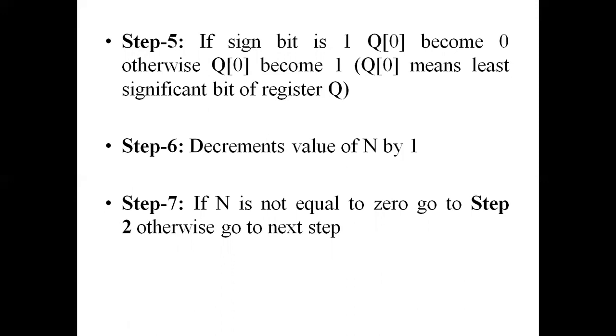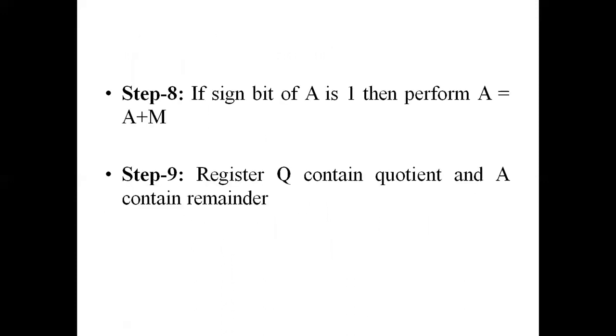And the last step, step number 7: if n is not equal to 0, go to step number 2. Otherwise, we go to the next step. That is, if the sign bit of A is 1, then perform A = A + M. Finally, in step number 9, the register Q contains the quotient and A contains the remainder.